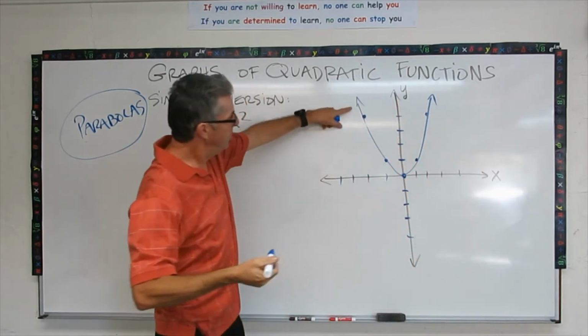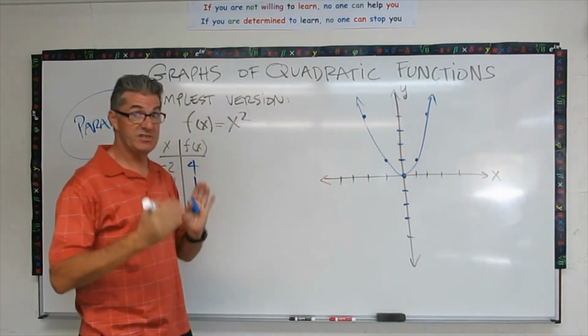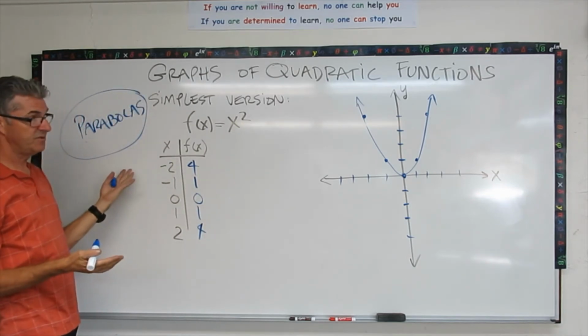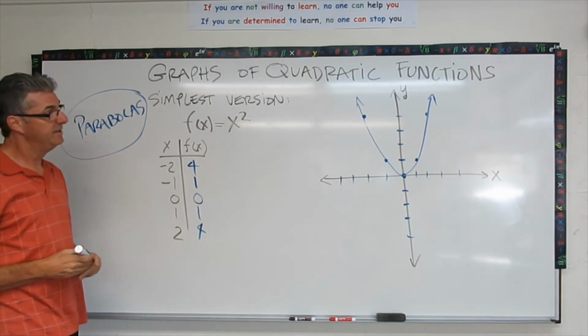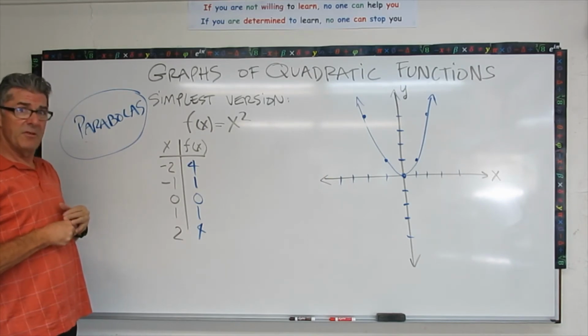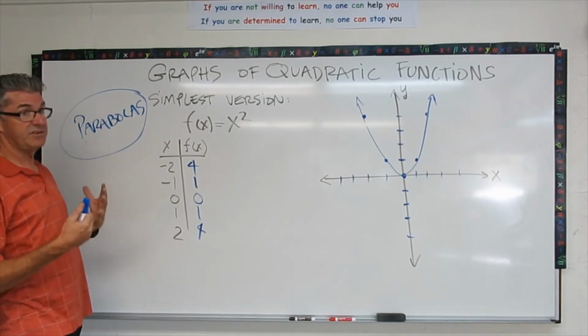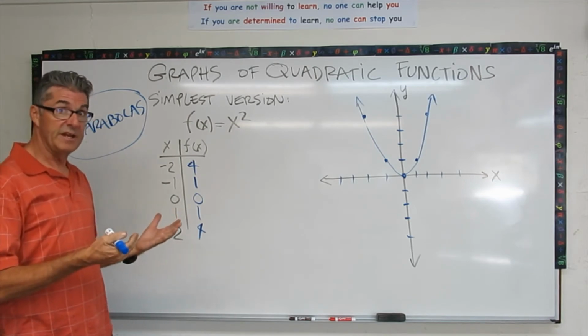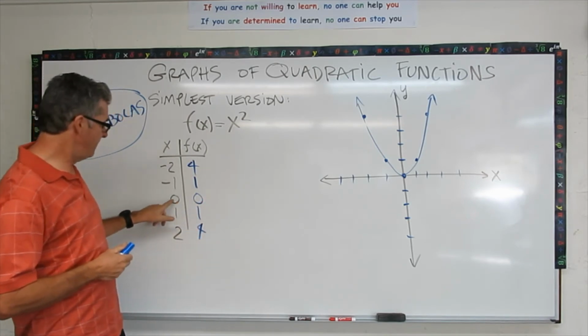Not too bad. Put arrows on the end to show that this thing just goes forever, because we could just pick really big numbers or really small numbers for x and we'd get a value for y. Okay? So a couple things to notice about this graph, because you're going to need to exploit that when you graph more complicated parabolas. The vertex.